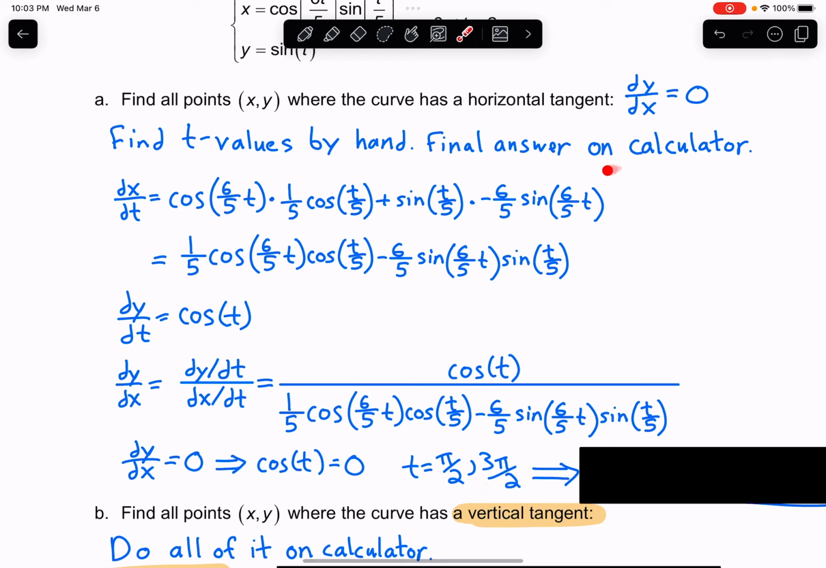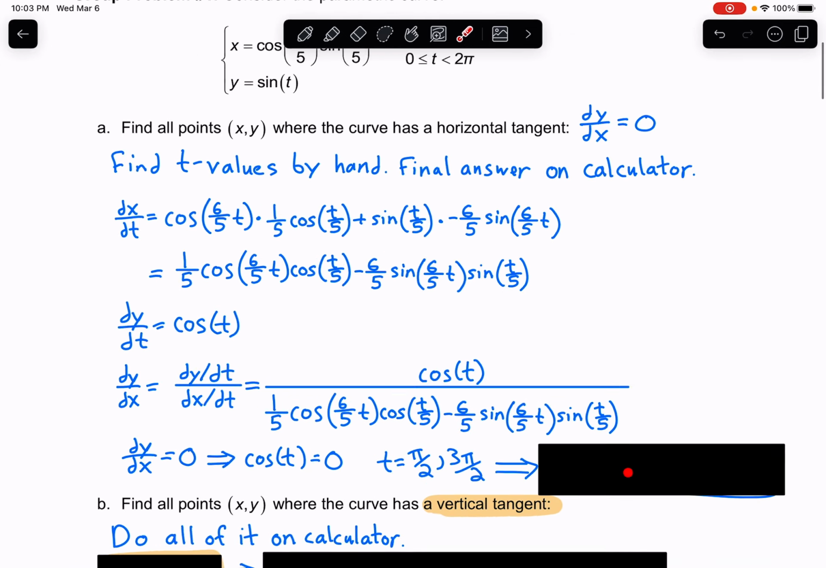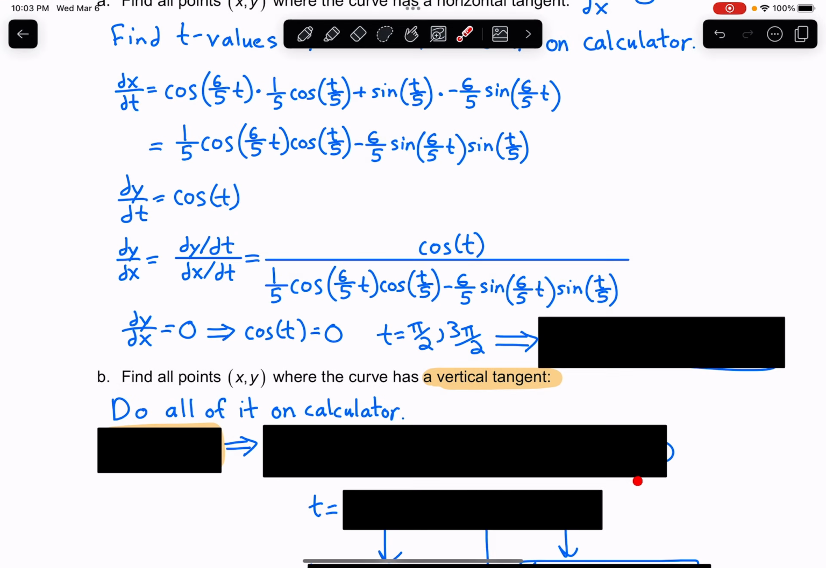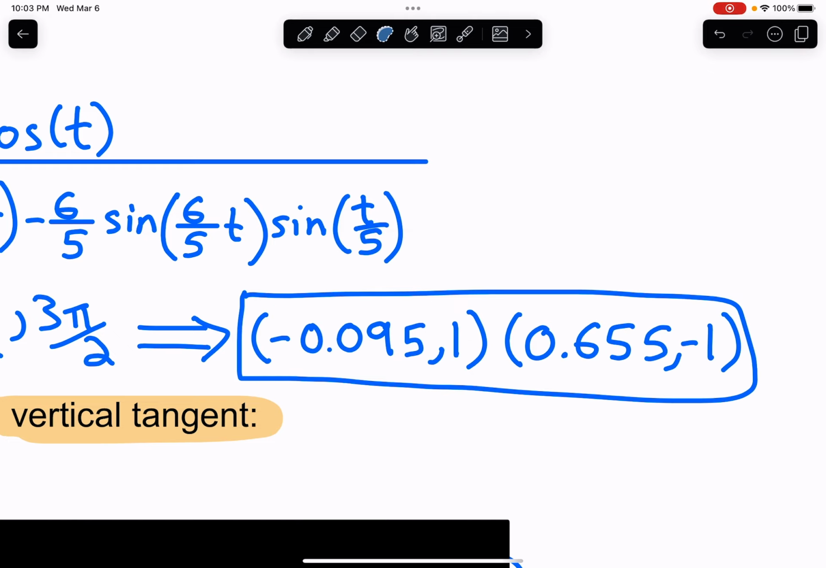Now, for the final answer, we're just going to take these t values and plug them back in. Finding the y coordinates is not hard, but for the x's, you'd have to do a little work, and those are not unit circle values. So we can do that on the calculator, and we get these as our final answers.